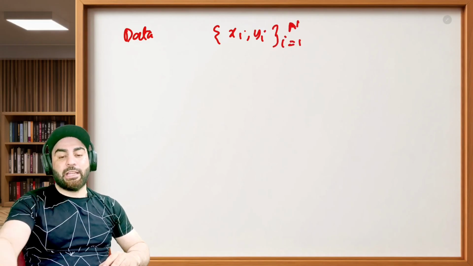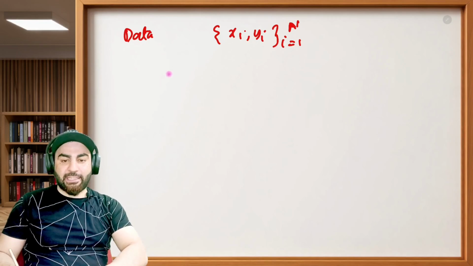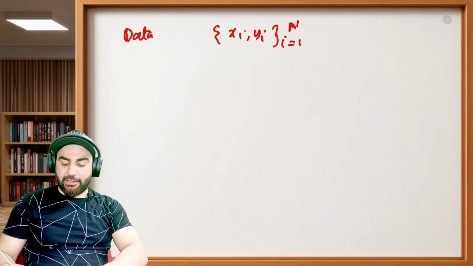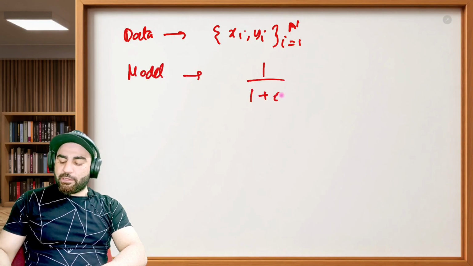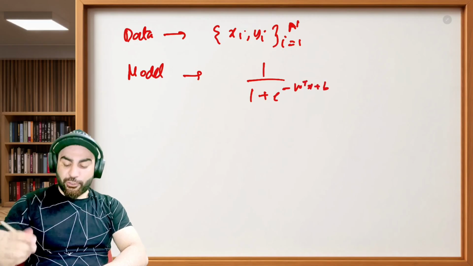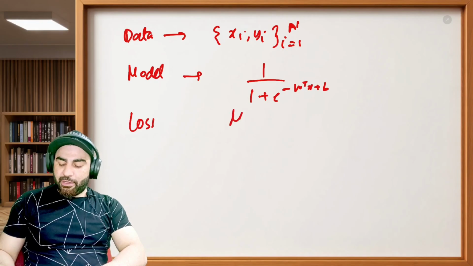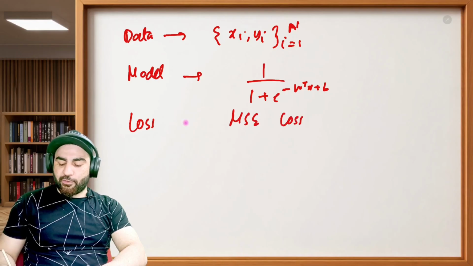And then we had a sigmoid function as our learning model, which was 1 divided by 1 plus e to the power minus (w transpose x plus b), something of this sort. And the loss function was the mean squared error loss. This was our loss function.